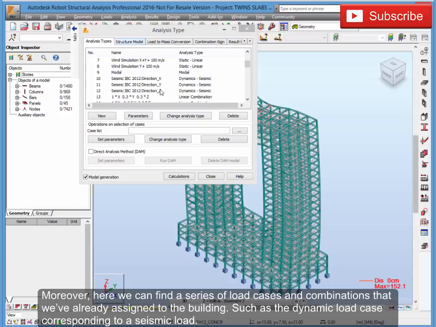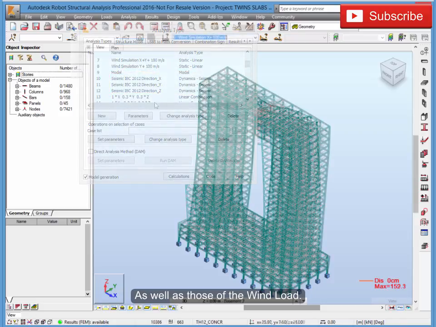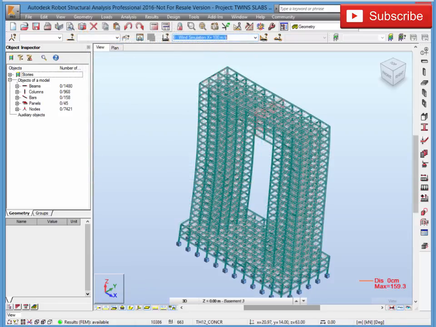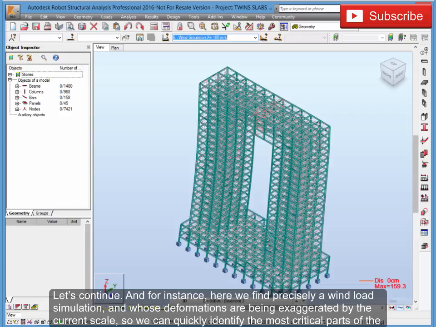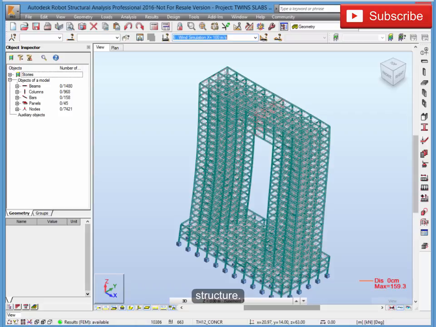Moreover, here we can find a series of load cases and combinations that we've already assigned to the building, such as the dynamic load case corresponding to a seismic load, as well as those of the wind load. Let's continue, and for instance, here we find precisely a wind load simulation, whose deformations are being exaggerated by the current scale, so we can quickly identify the most critical parts of the structure.